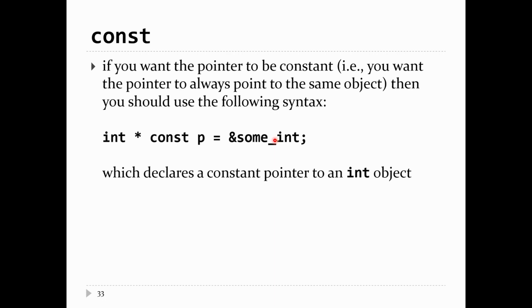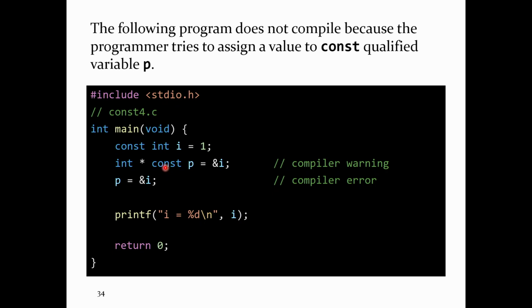So here I can write int *const p equals the address of i. That's going to give you a warning, because you're making a pointer to an int object, not a pointer to a constant int object. Here I'm making a constant pointer to an int object, instead of making a pointer to a const int object. So you'll get a warning here, and then on the next line, when I try to assign a value to p, that's where the error occurs, because p is const, so I cannot give it another value. So that's where you get the compiler error.